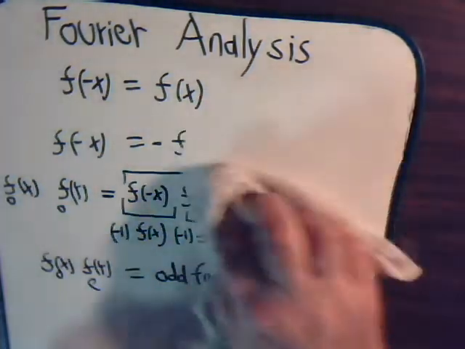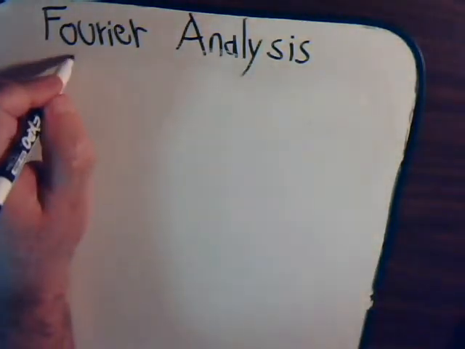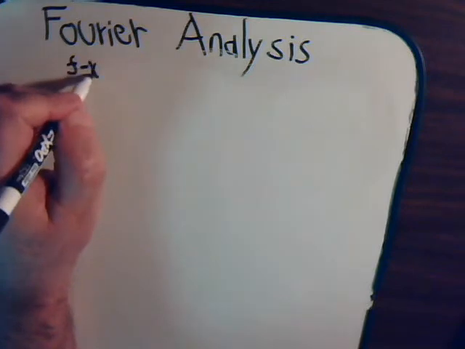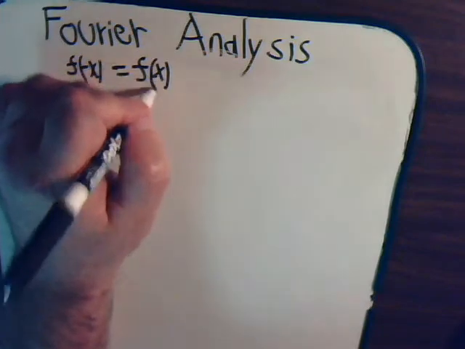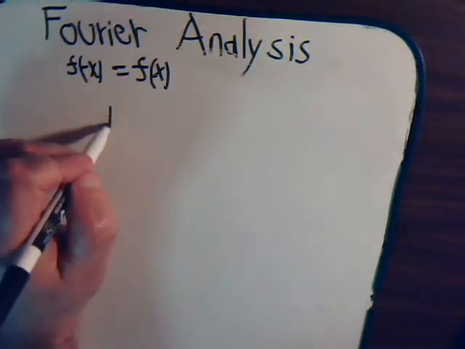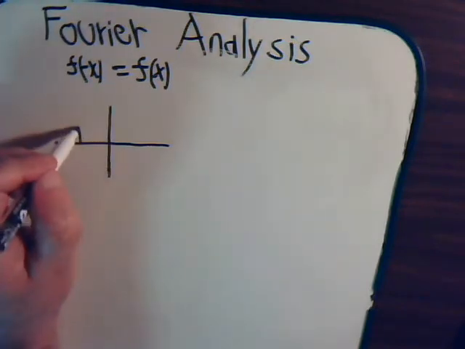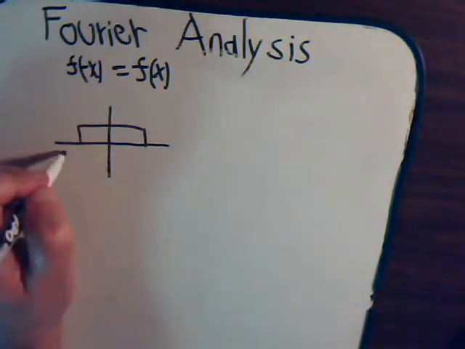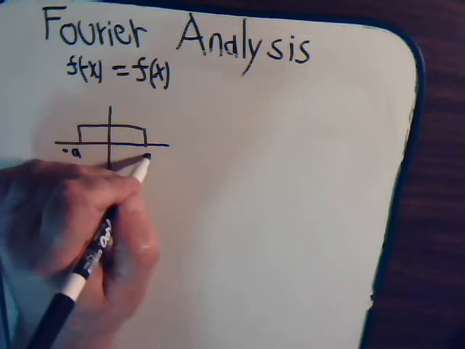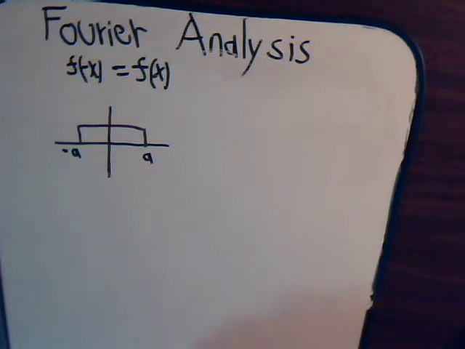Okay, now let's just take a look. We said that for an even function, f of minus x equals f of x. So for example, suppose we had a function that looked like this. Here we're at minus a, and here we're at plus a. So clearly, f of minus x is the same thing as f of x. That would be an even function.